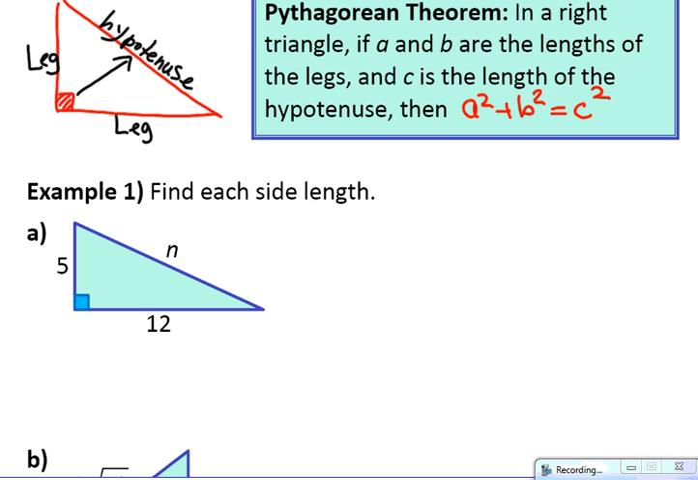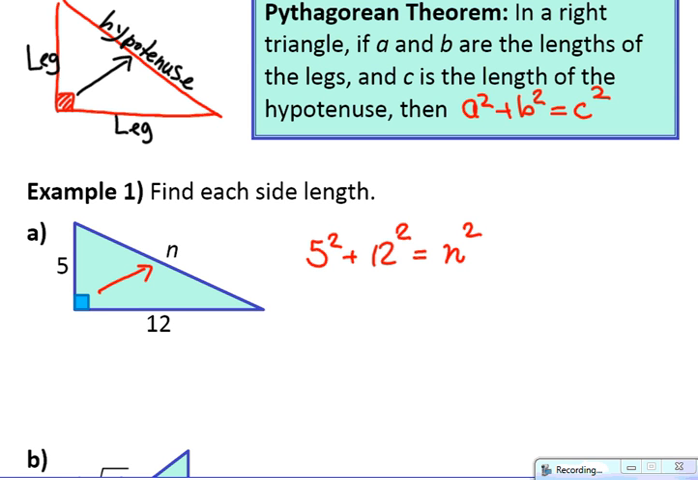So here I have a triangle that has a leg with a length of 5 and a leg with a length of 12, and N is the hypotenuse. How do I know it's the hypotenuse? Because it's opposite of the right angle. So when I use my theorem, I'm going to say that 5 squared plus 12 squared is equal to N squared.